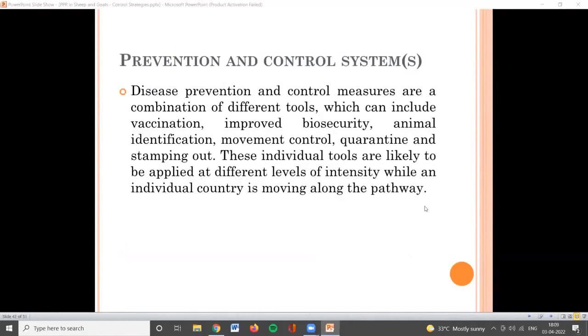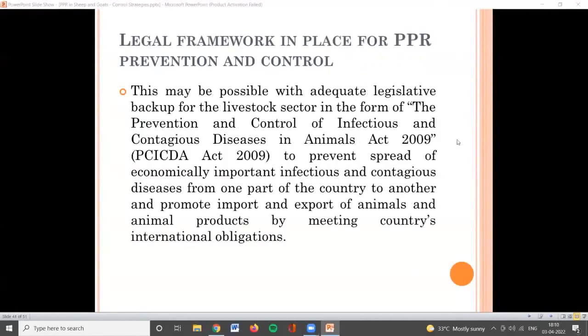Disease prevention and control measures are also important. The Government of India is planning that only animals with proper tags will be covered under government schemes. Untagged animals will not be covered under any government scheme. So animal identification is a very important point of view. Then movement control, quarantine, and stamping out. The legal framework should be in place for PPR prevention and control.